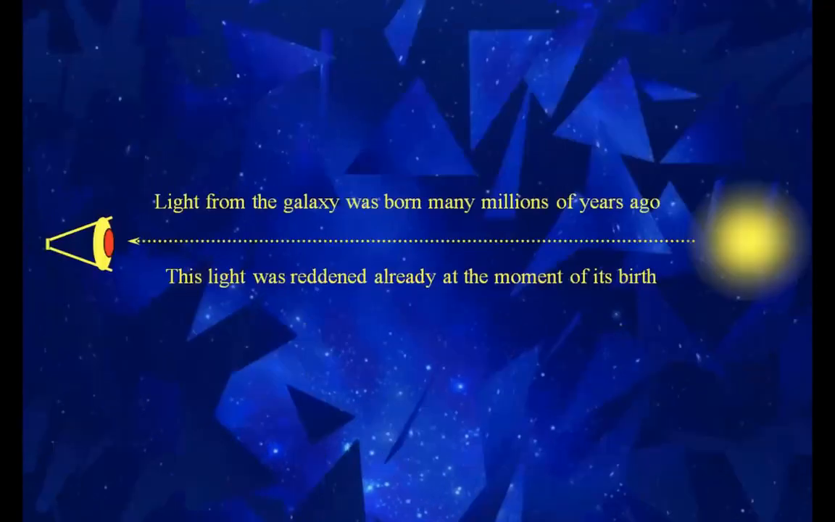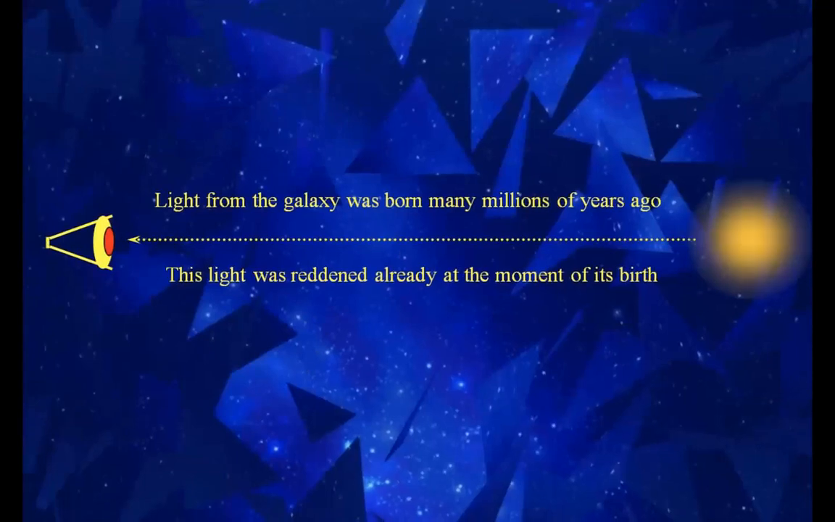Suppose we are looking at a distant galaxy. In this case, we see light that was born many millions of years ago. In the past, atomic frequencies were lower than now. Therefore, in the spectrum of the galaxy, we will see a gravitational redshift caused by an increase in the gravitational potential of the universe. The farther a galaxy is from us, the more its spectrum shifts to the red end.